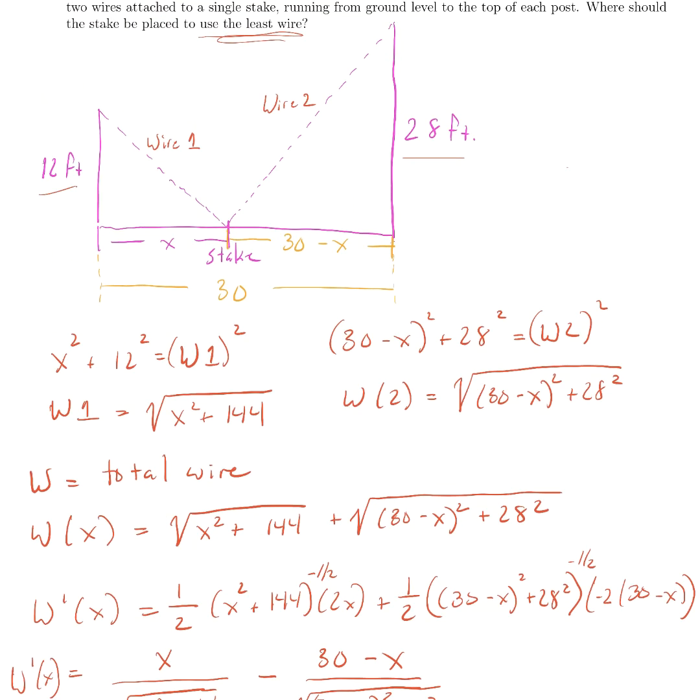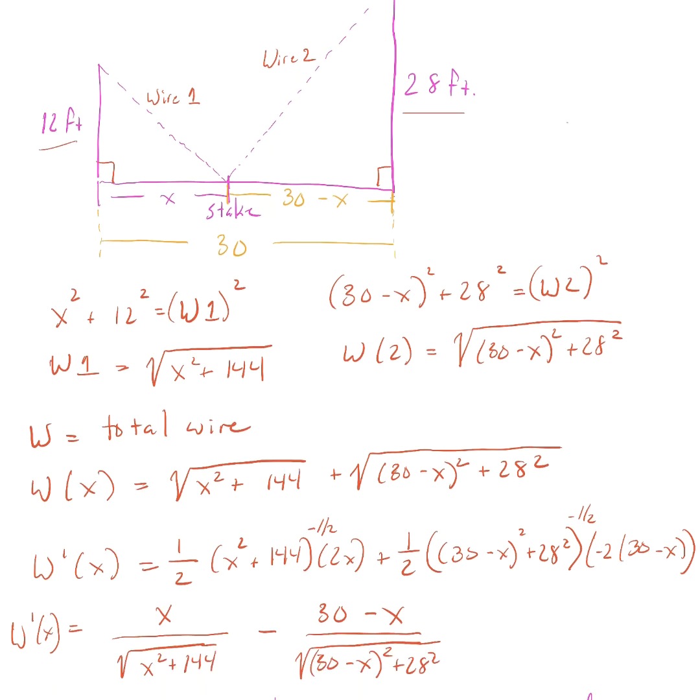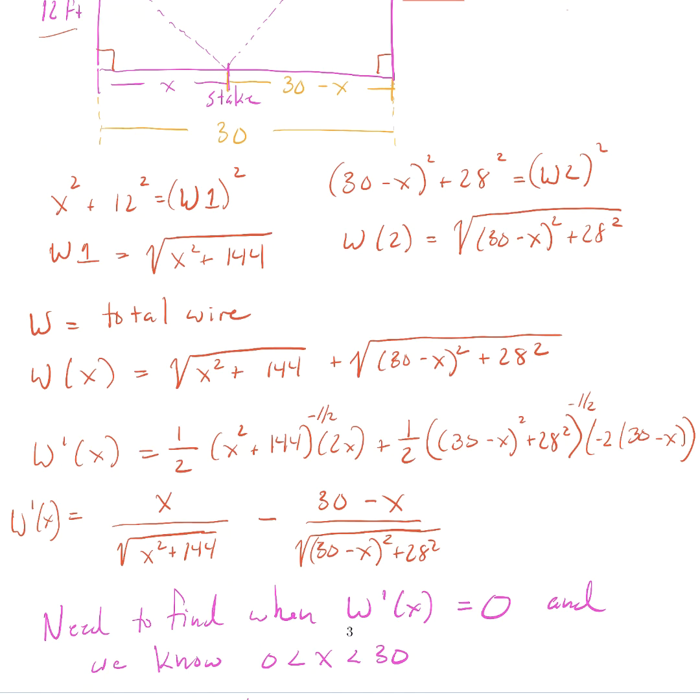Okay, so we have two right triangles here, so we can use the Pythagorean theorem. We know x squared plus 12 squared is wire 1 squared. And we know (30 minus x) squared plus 28 squared is wire 2 squared. So we can solve for wire 1 and wire 2. They're already in terms of one variable x, so that's good. We don't have to do any other solving and rewriting in terms of another variable. The total wire, which is the thing we want to minimize, is going to be the sum of those two expressions. Again, there's some temptation to simplify things, multiply them out. Just don't do it. It'll make the algebra a little neater in the long run.